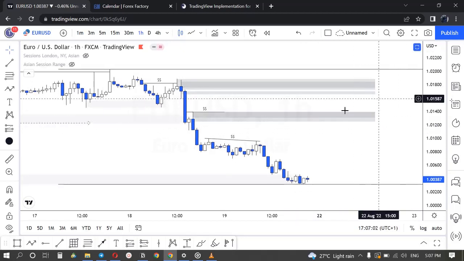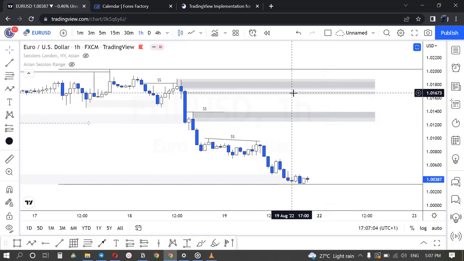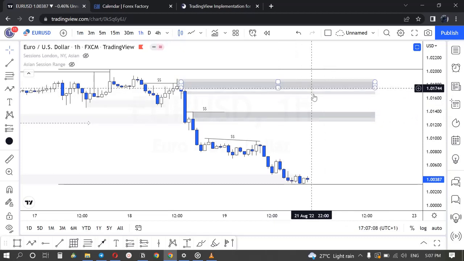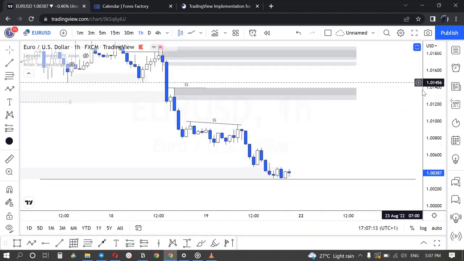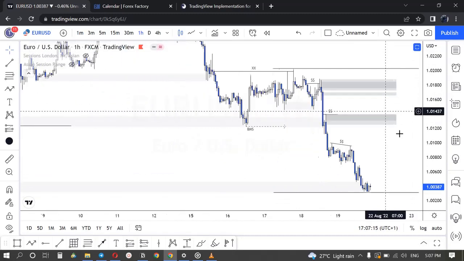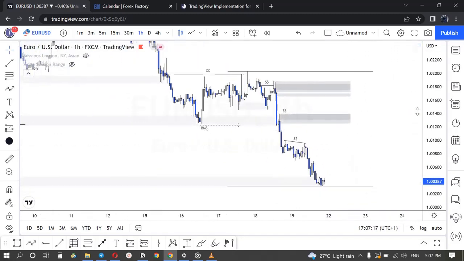So potentially I will be waiting to see price mitigating off those areas of supply which I highlighted here. Once they mitigate, I want to see a lower time frame break of structure. Then I can start taking my entry, right?